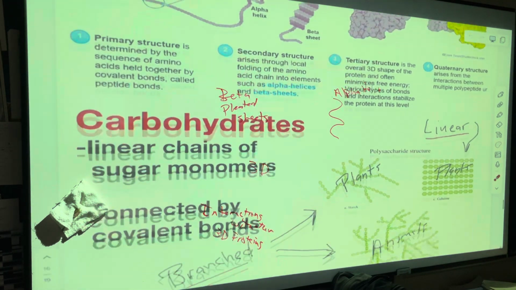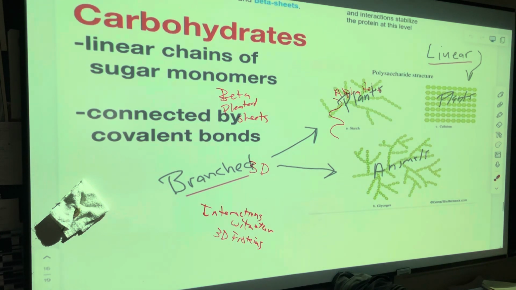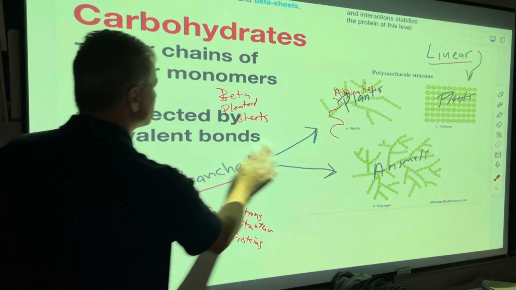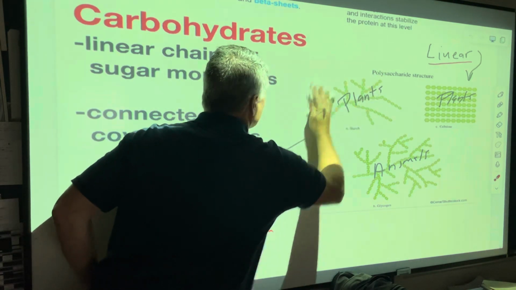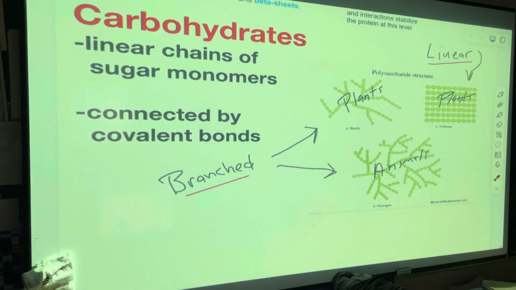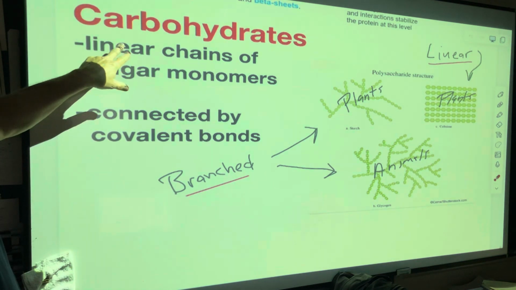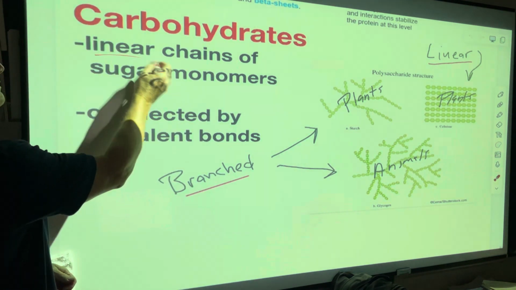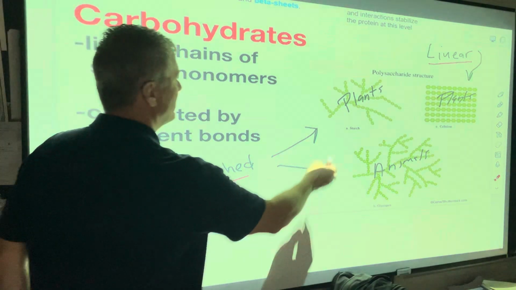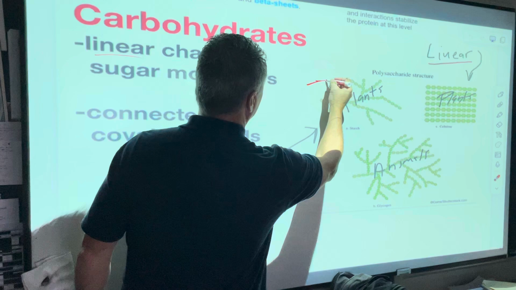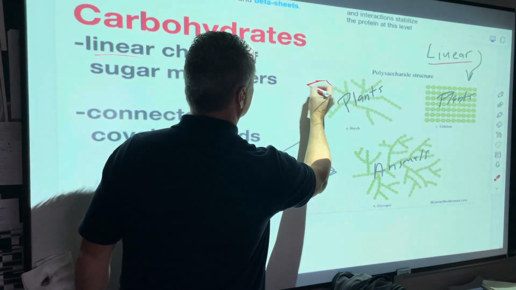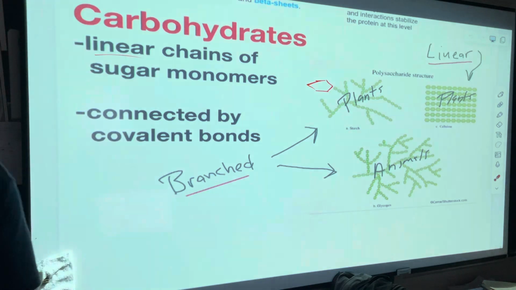Okay. Now, last one. Carbs. Again, structure always is going to determine the function. But I think here what they want you to know, remember carbohydrates, that's our number one energy source, 60% of our diet. They're going to form linear chains of sugar monomers. So if I would blow this up, here you have, sorry about the drawing, a glucose, and you see how the glucoses are attached together.